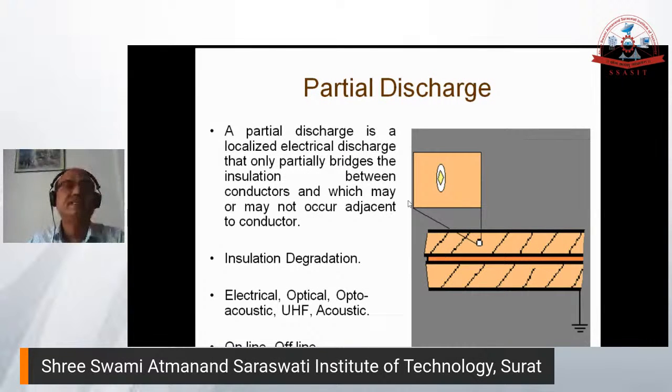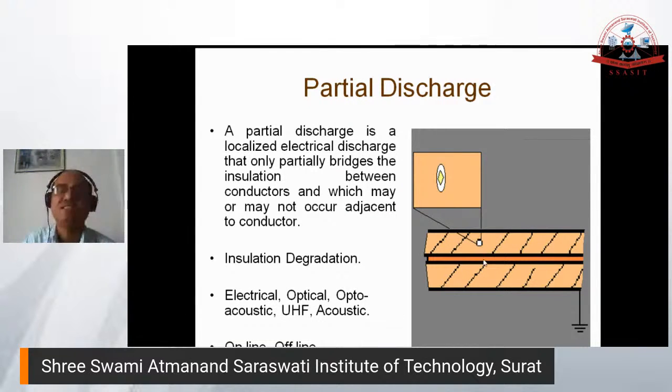So, in the basics, a partial discharge is a localized electrical discharge that only partially bridges the insulation between conductors, and which may or may not occur adjacent to the conductor. This figure is just a schematic of a cable. Inside is a conductor and there is an outer sheath. There will be some void in the insulation that can come because of manufacturing defects or because of operation, because of the heating cycle. In that void, there may be some discharges.